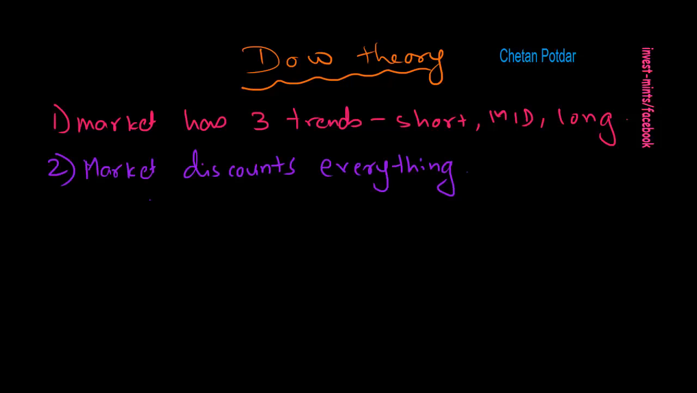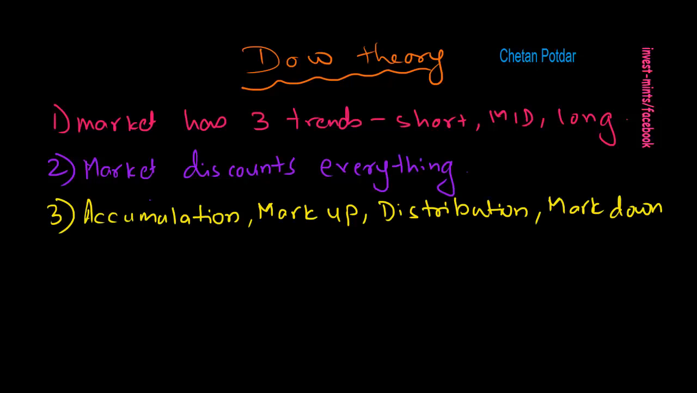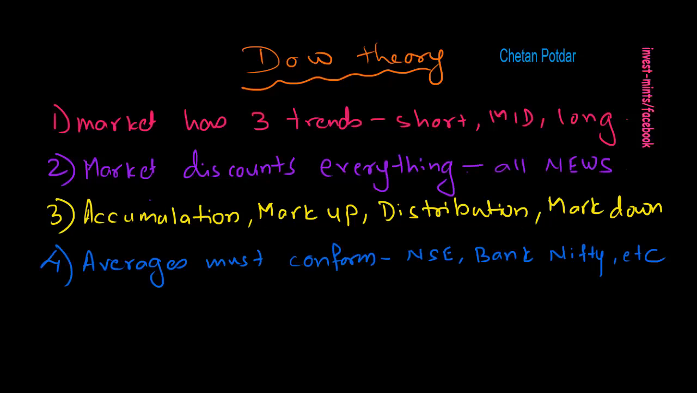Market discounts everything, which means every news which you get in the market is going to be discounted. Whether there is good news or bad news, or hidden news, or news which only internal people know, it is going to be discounted. Dow theory has four stages: accumulation, markup, distribution, and markdown.